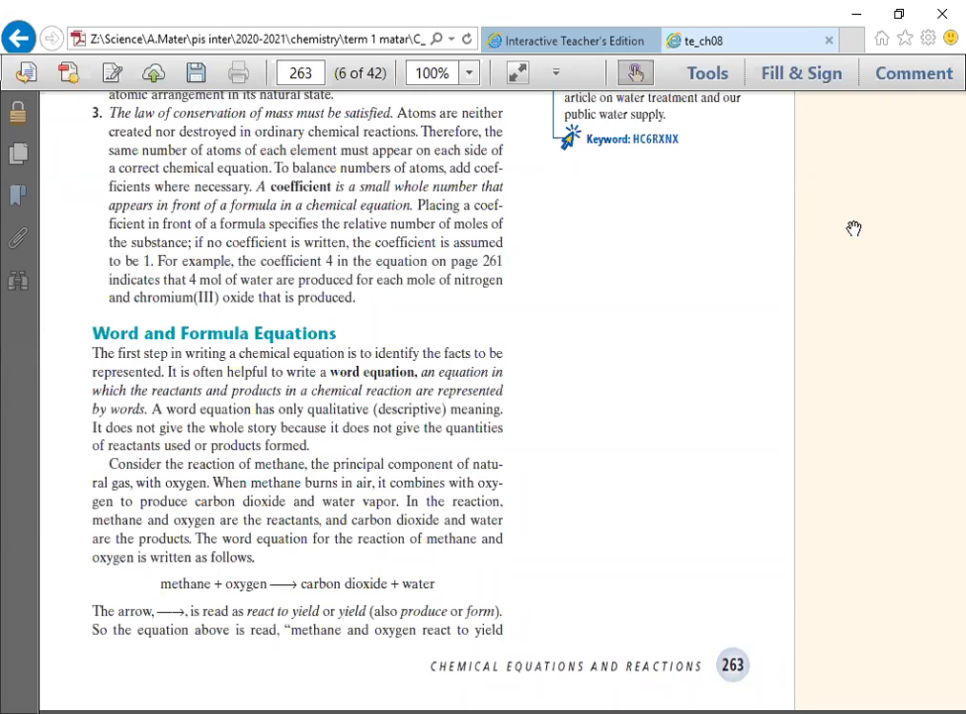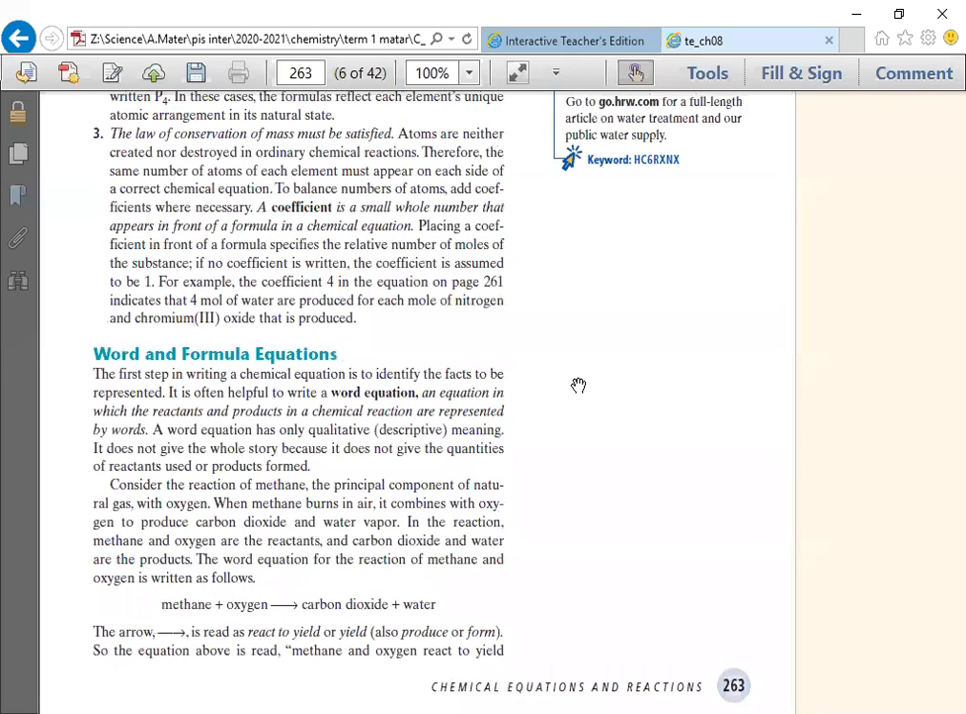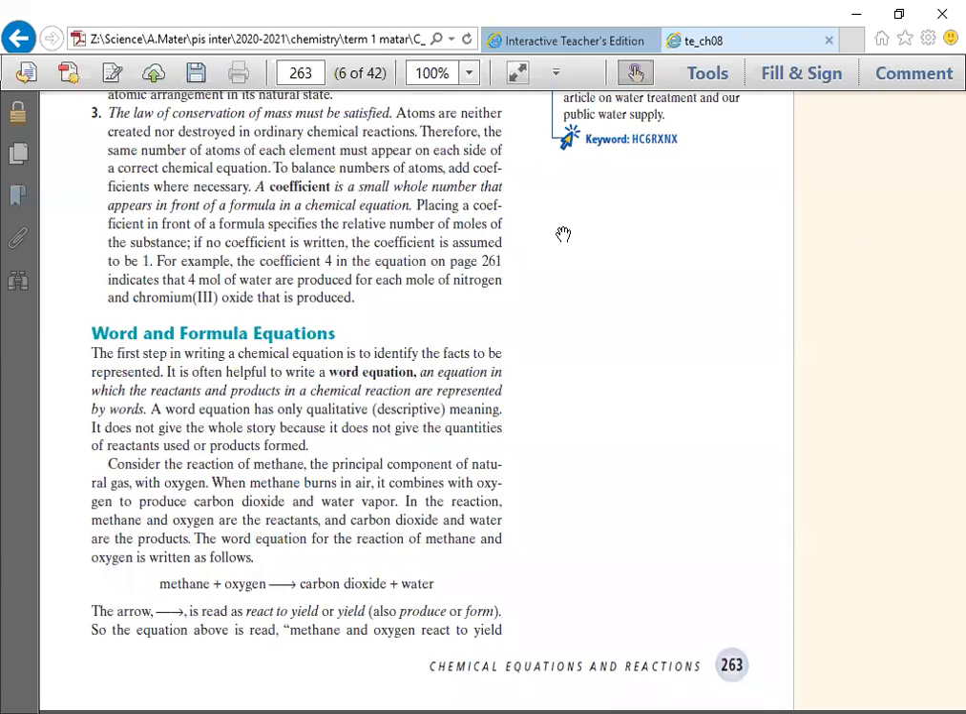For example, let's take an example to make it clear. As you can see here, guys, methane plus oxygen, then an arrow. So this one: methane plus oxygen yields carbon dioxide plus water. So in this reaction, that is a word equation. This represents a reaction between methane and oxygen, and this reaction will produce carbon dioxide and water.